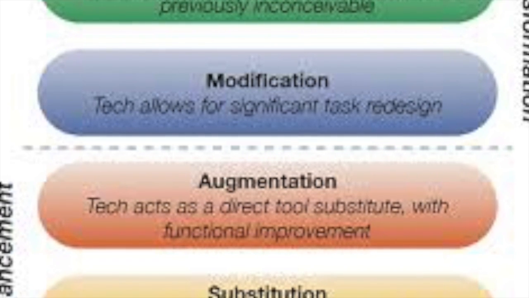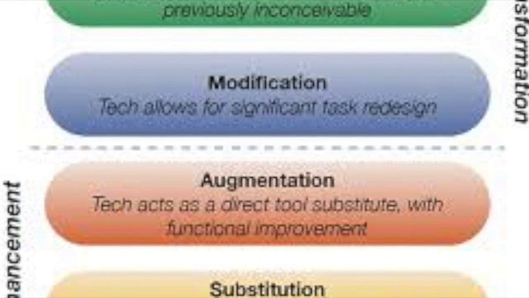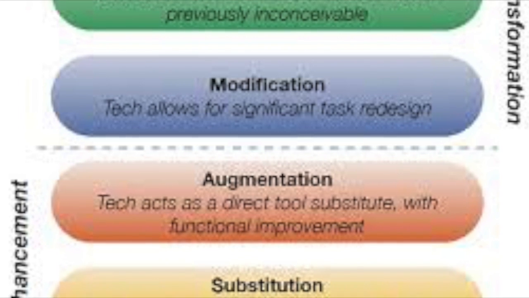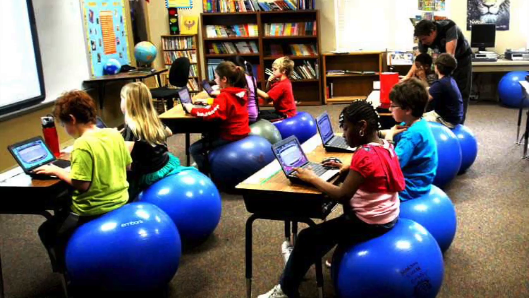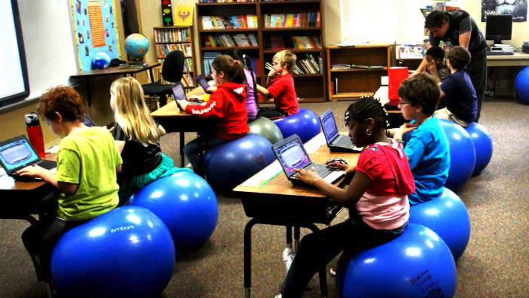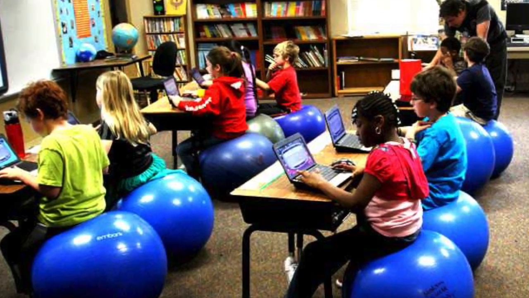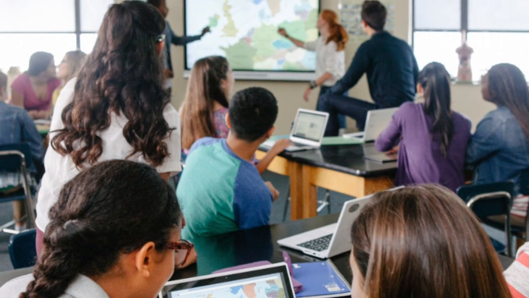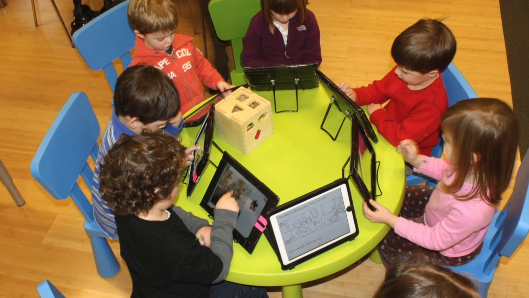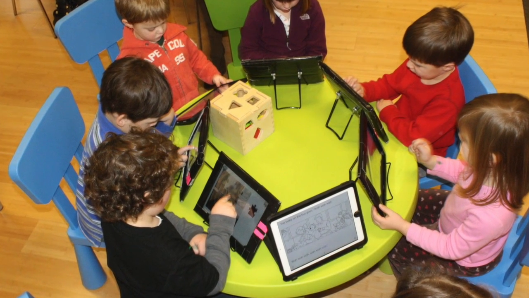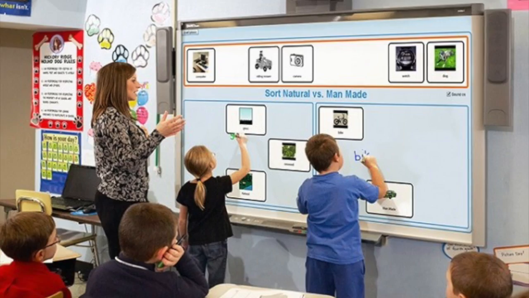The substitution and augmentation are part of the enhancement phase, while modification and redefinition are part of the transformation phase. Now let's talk about the stages. Stage 1, substitution. Technology acts as a direct tool substitute with no functional change. In other words, technology is used to perform the same task as was done before the use of computers.